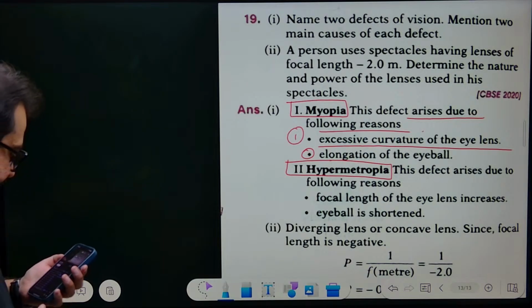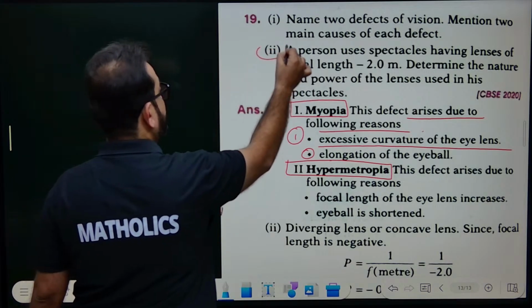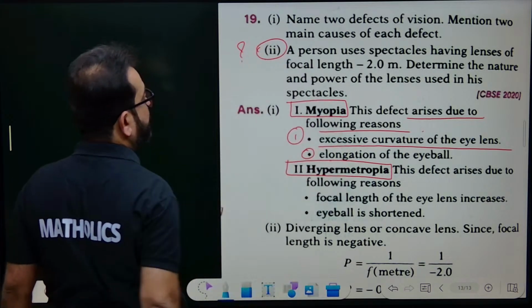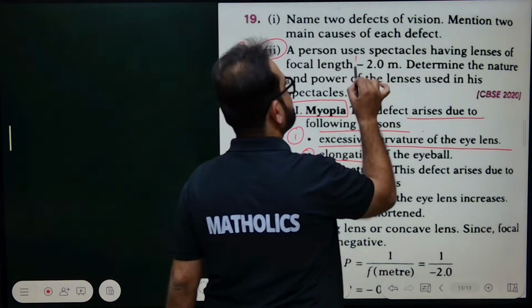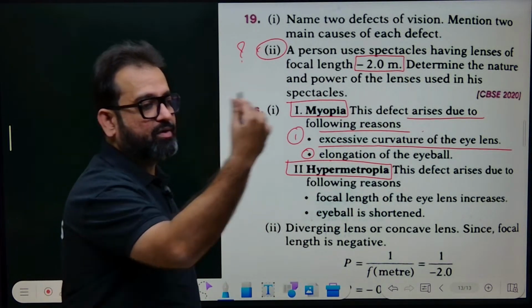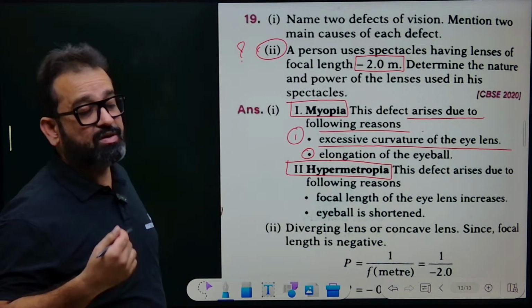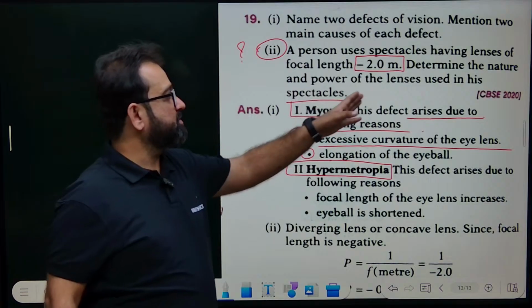Okay, let's move forward. Second part. See what the question says. Important. A person uses spectacles having lenses of focal length minus 2.0. So minus means it is myopia, long distance objects are not visible. Determine the nature and power of the lenses used in these spectacles.